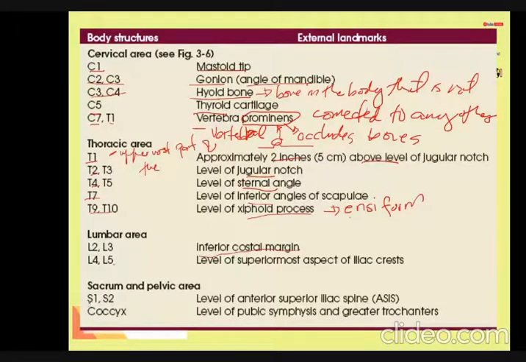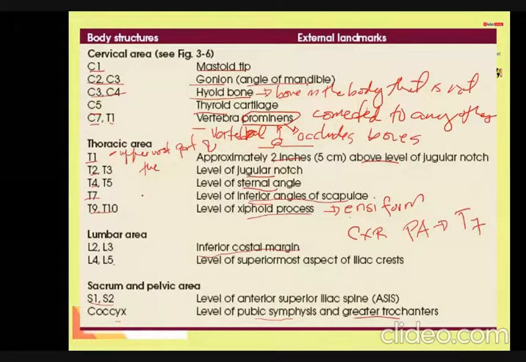Sacrum and pelvic area, so S1 and S2, this is where we can find the ASIS or the anterior superior iliac spine, and the coccyx is at the level of the pubic symphysis and the greater trochanters. As we go along, for example, if we are exposing the patient for chest PA, chest X-ray PA, you need to understand that the central ray must be at the level of T7, which is the level of the inferior angles of scapulae. As we go along, you will realize that these are very important external landmarks.